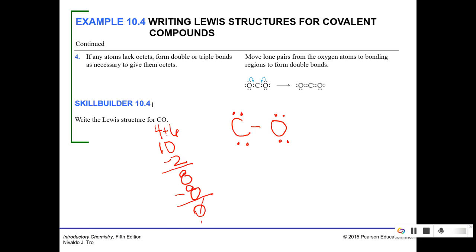Nothing has 8. So I'm going to erase this bottom set and double bond. So now the carbon has 8, but the oxygen does not. So now I'm going to erase the pair from carbon, triple bond. So now both of them have 8. This is our answer.